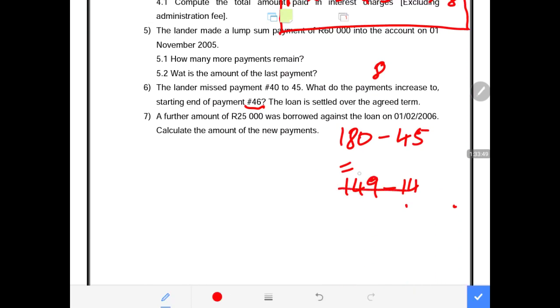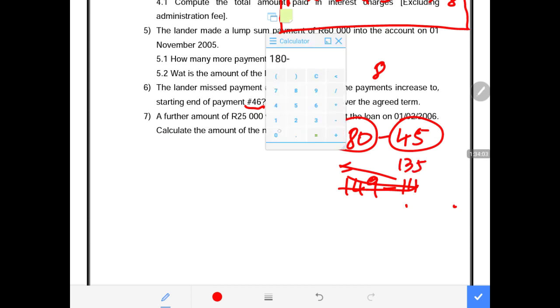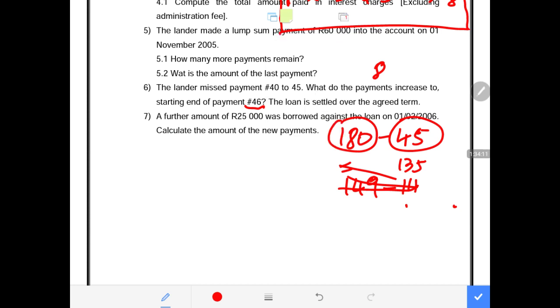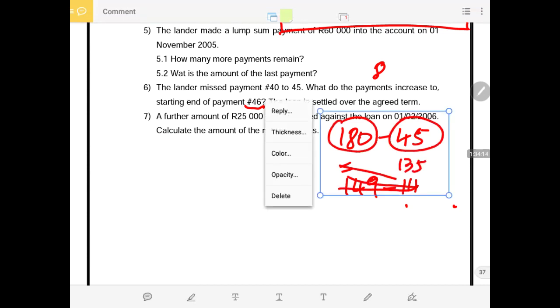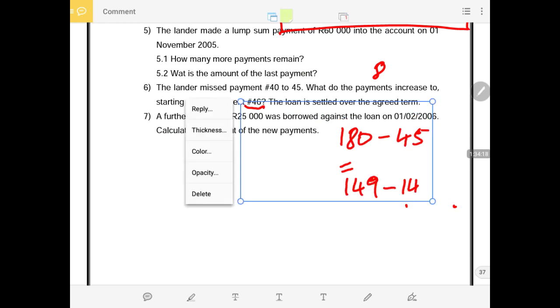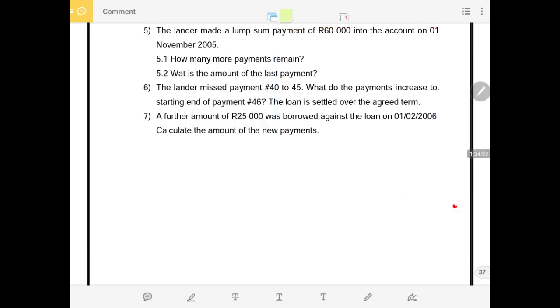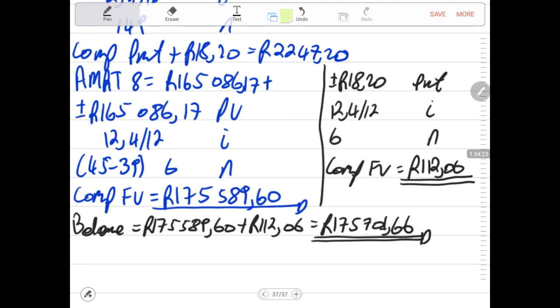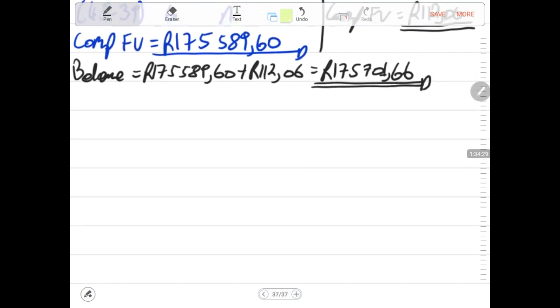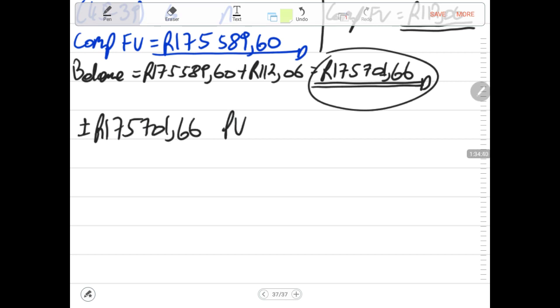So preferably, just say, because we want to maintain the term, 180 minus the payments that have already been made up to 45, then how much is the remainder? Remember, the remainder is 135. That is why we say 180 minus 45, because we want to start in the 46th. So the remaining months is 135. So if the remaining months are 135, then that is very simple. We need to calculate the amounts of the new payments that we will be making. We are very clear, we know how much the balance is. There is the balance, our current present value: 175,701.66 is our present value.